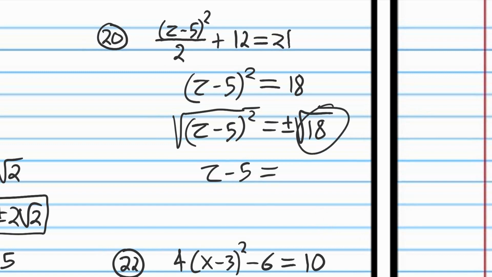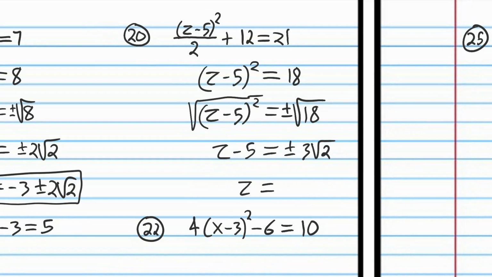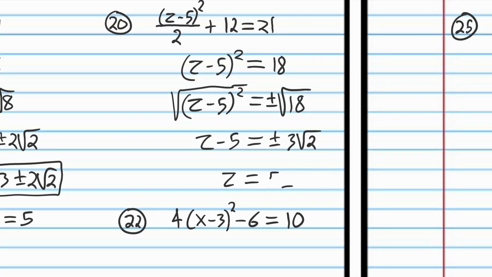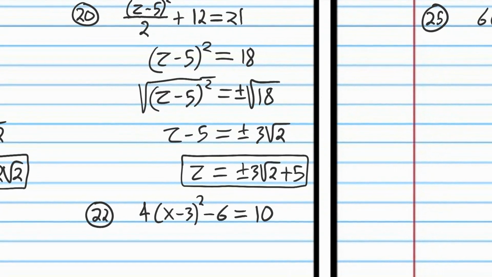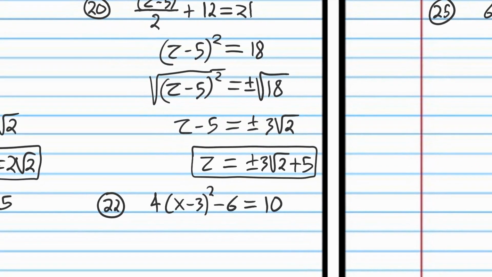All right, so we're going to pull out a perfect square. I know 18 is 9 times 2, and that's why I know I can pull out a perfect square. I pulled out 9 as a 3. And then z is equal to 5 plus or minus 3 root 2. But I'm just going to put the 5 on the other side just to show you that you can do it the other way also. You can put the 5 on the right of the square root or the left. Both answers are correct.